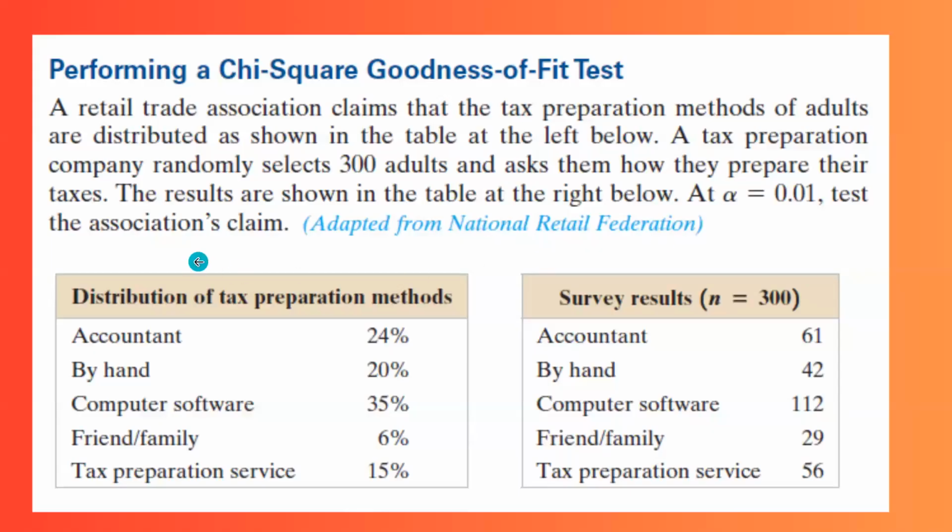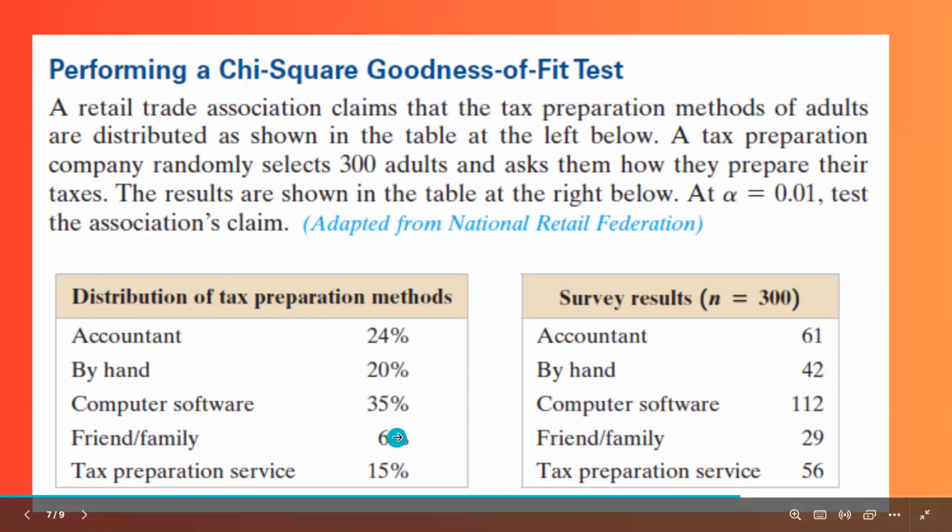Let's go back to the example that we introduced at the beginning of the class. A retail trade association claims that the tax preparation methods of adults are distributed as shown in the table at the left below. A tax preparation company randomly selects 300 adults and asks them how they prepared their taxes. The results are shown below here. So distribution of tax preparation methods: by accountant 24%, by hand 20%, computer software 35%, friend and family 6%, and tax preparation service 15%.